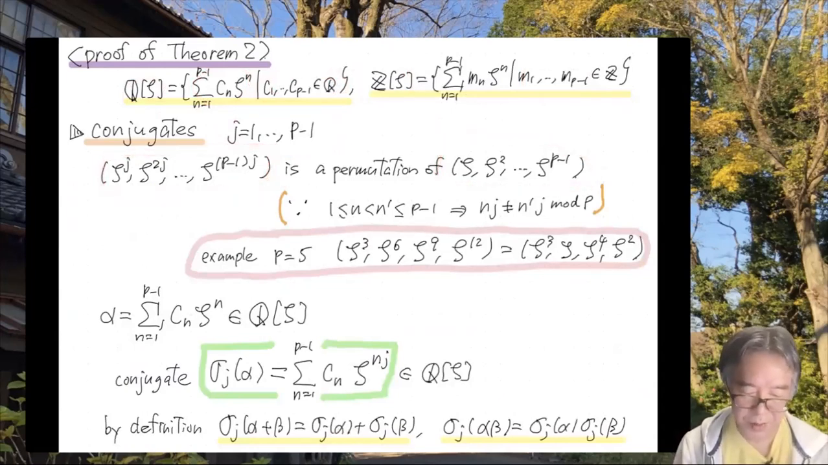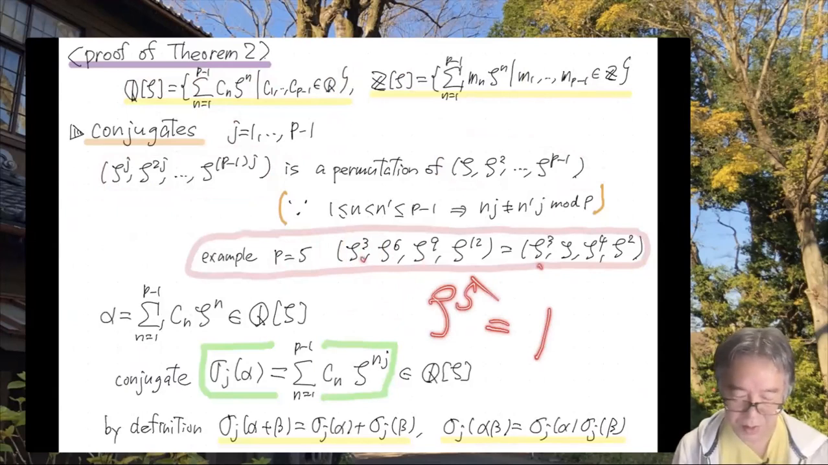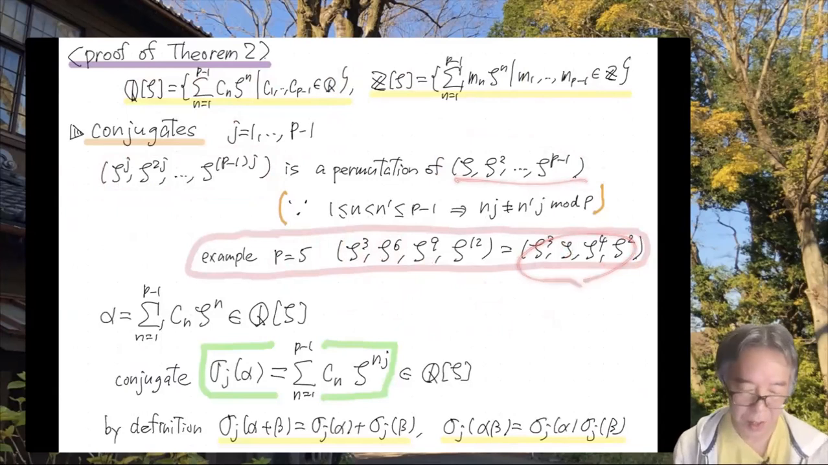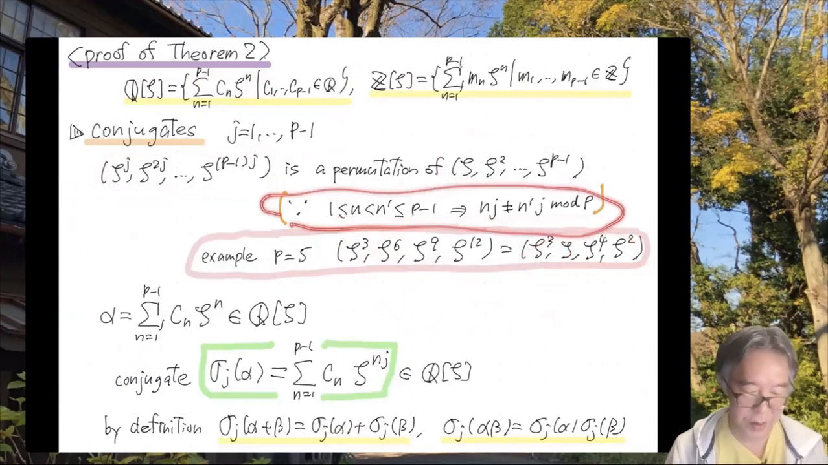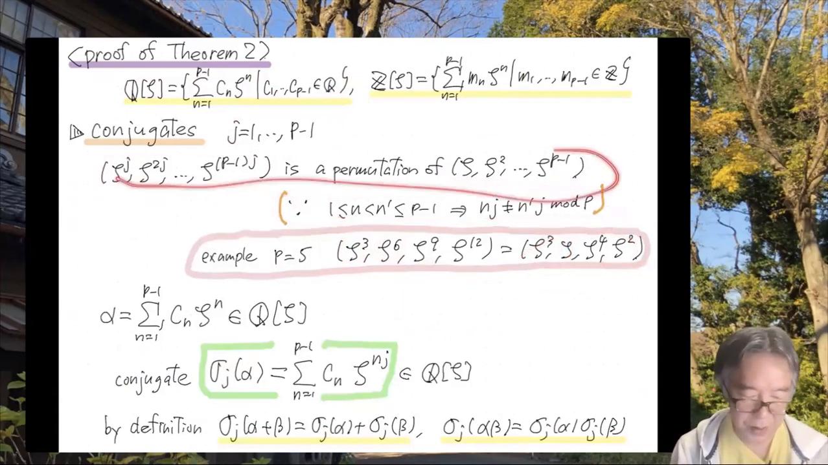Okay. Here's a simple example. Let p be 5, and let j be 3. And this is theta to the third, theta to the sixth, theta to the ninth. But since theta to the fifth is 1, you see this is this, and this becomes this. So this is just a permutation of this. And of course, a proof is just immediate, very easy if you find this. Okay, so you have this fact.